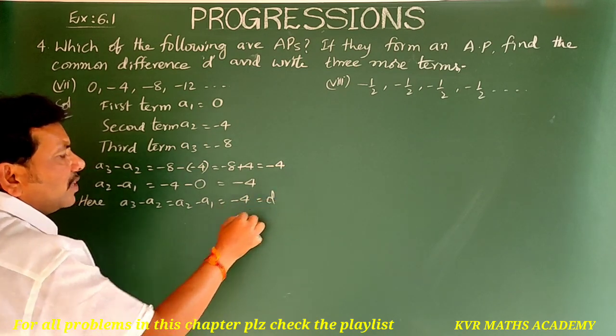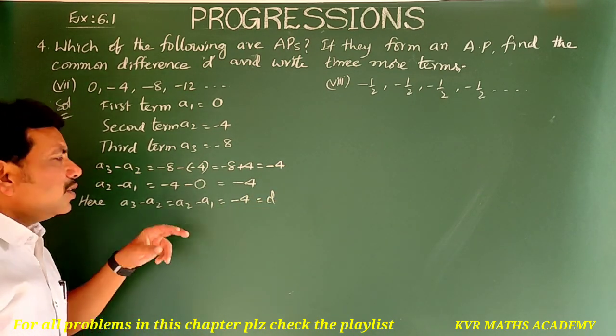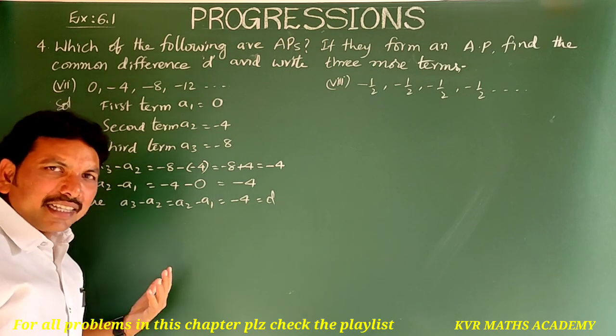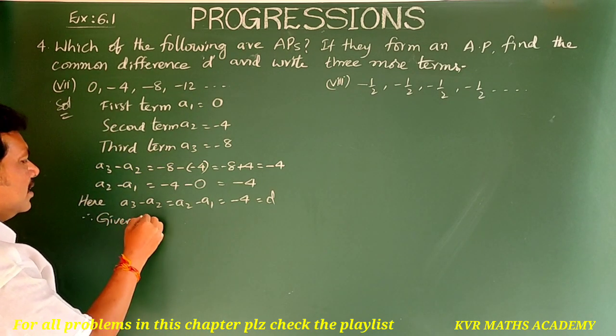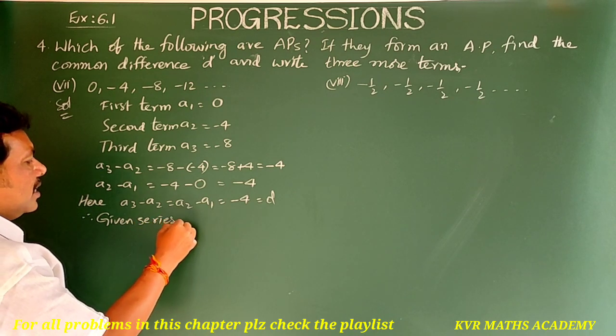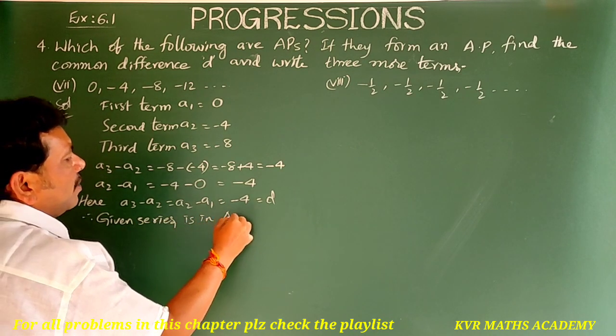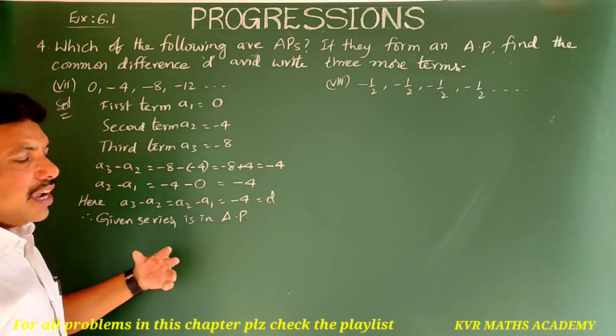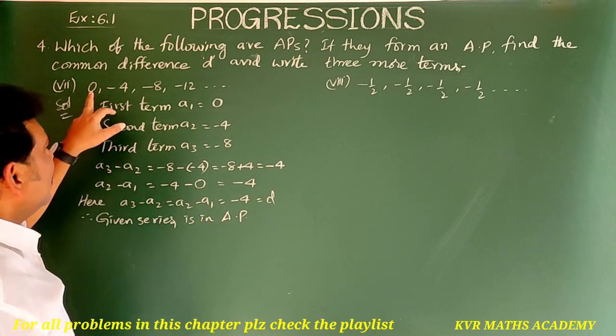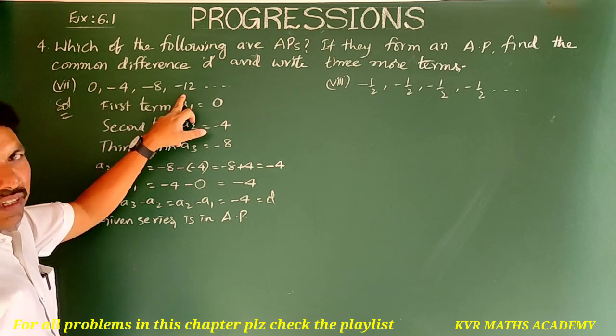This is D only. Yes, the common difference is the same. So that's why the given series is in AP. Therefore, the given series is in AP. Now, since it is in AP, we have to find the next three terms. A1, A2, A3, A4, so A5.